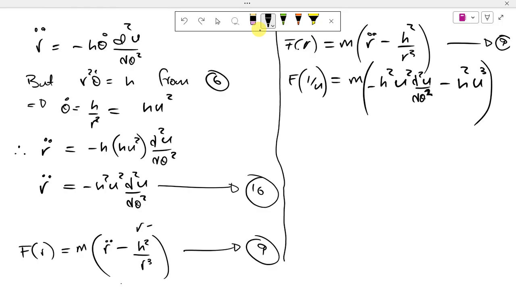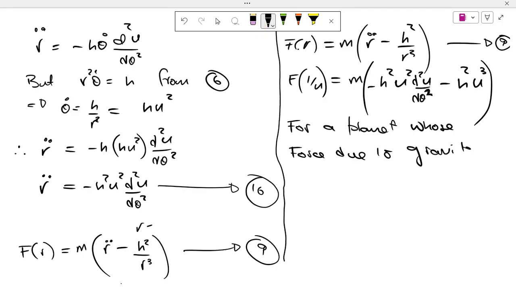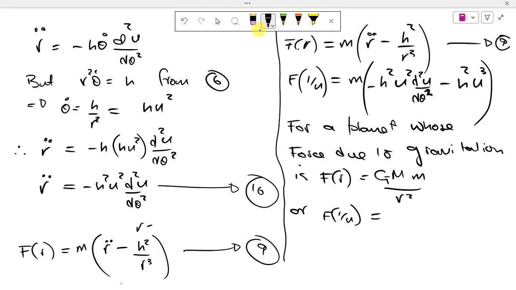So for a planet whose force due to gravitation is f of r equal to G big M little m over r squared, or if you like, f of 1 over u equal to G big M little m u squared.